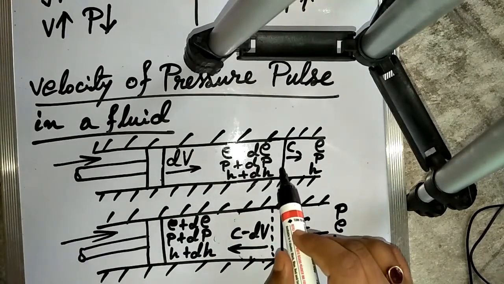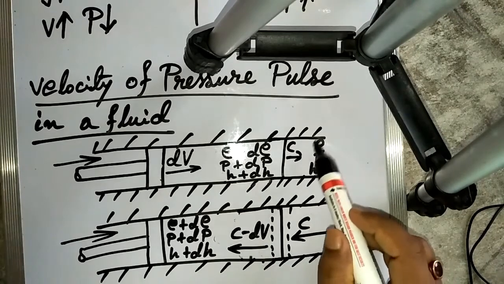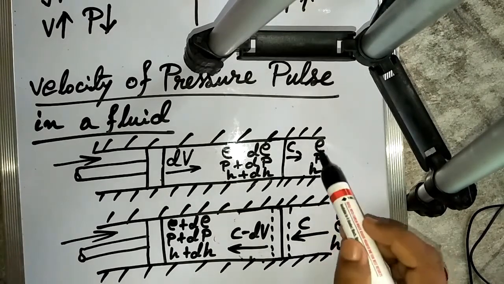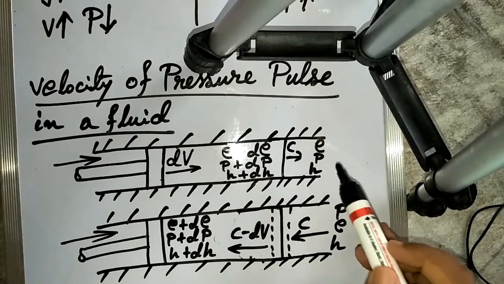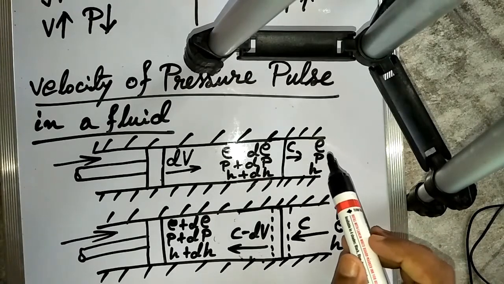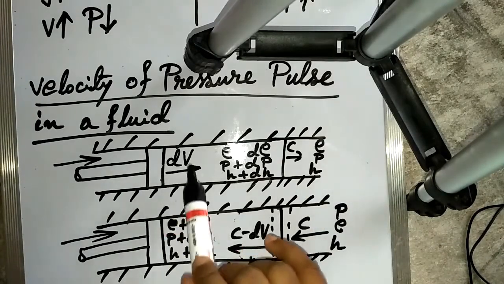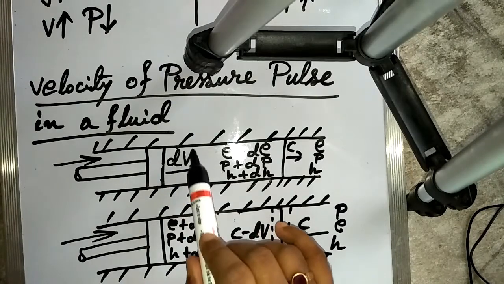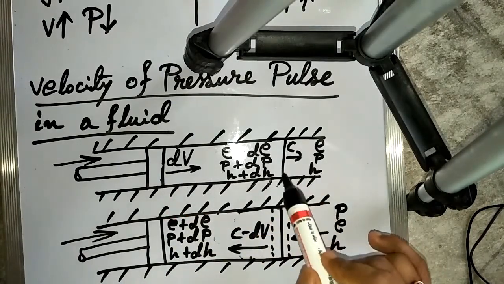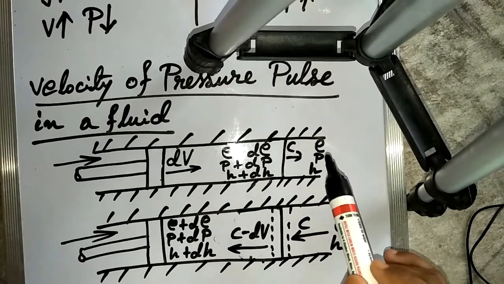Beyond this wave front the properties are not changed. That means density, pressure, and enthalpy are not changed. So the piston velocity is dv, and the wavefront velocity is c, the same as the sound velocity.